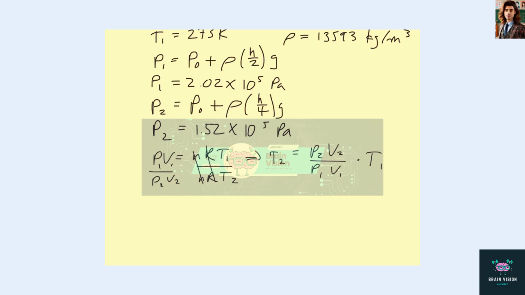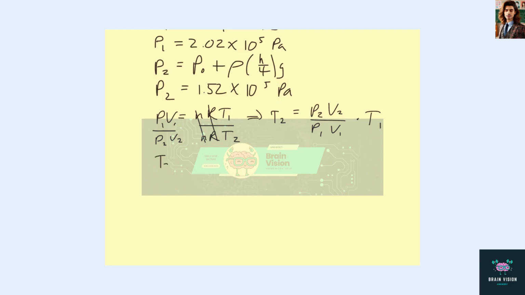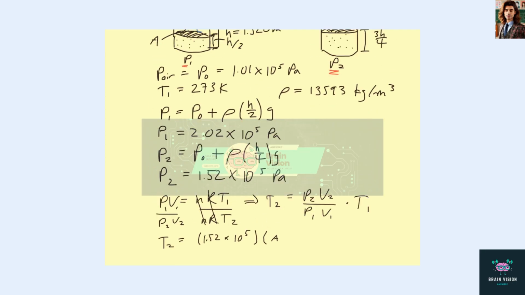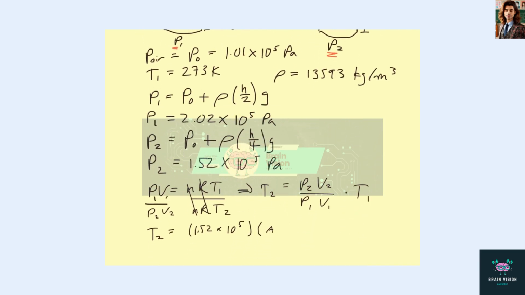Now we have P1 and P2. V2 and V1 are also quite easy to get, so let's write those out just now. T2 is equal to, well, we know P2, right? We found that 1.52 times 10 to the 5. And for V2, saying that the cross-sectional area of the cylinder is A, we know the volume of a cylinder is the area of the base, which is A, times the height, which in our case in state 2 is 3H over 4.